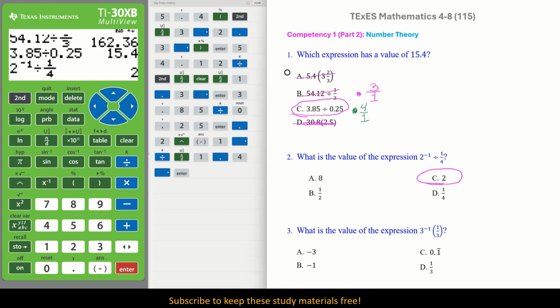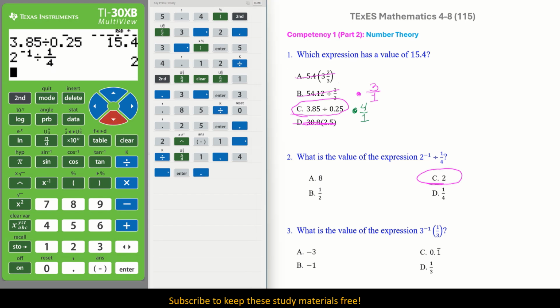Now I want to show you something equivalent. I'm going to arrow down. 2 to the negative 1 actually equals 1/2.